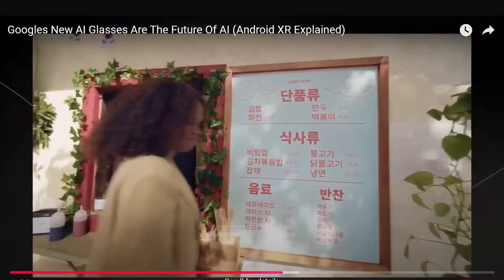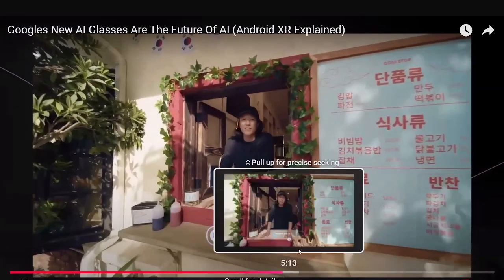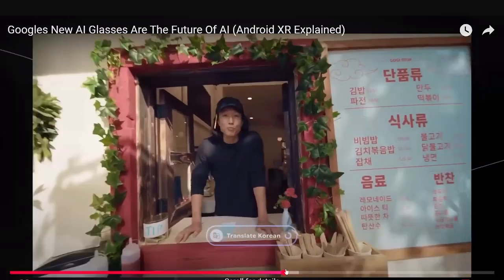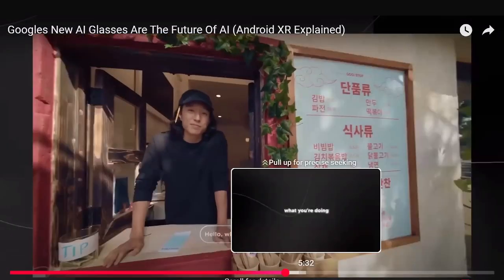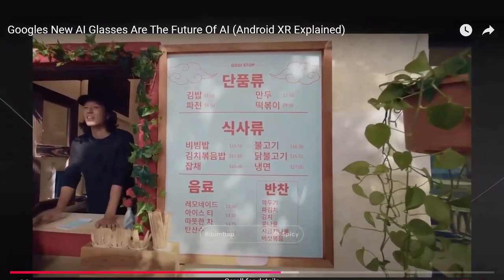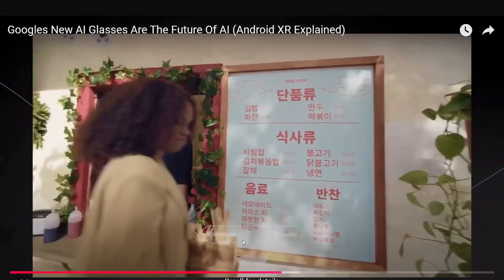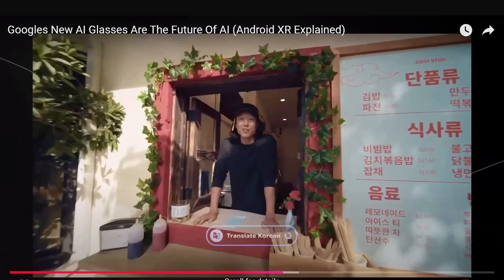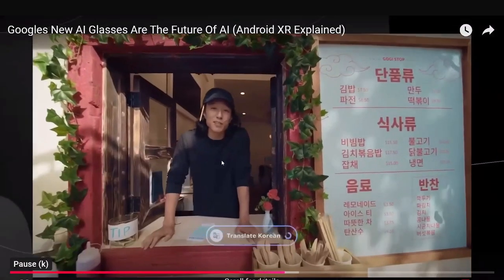Now let's look at some other examples. Now here, look at this. Now this is an important application for us. Now we are in Korea. This person is speaking in Korean, and if you do not understand, then it can give you a translation. It will translate the Korean and give a translation.